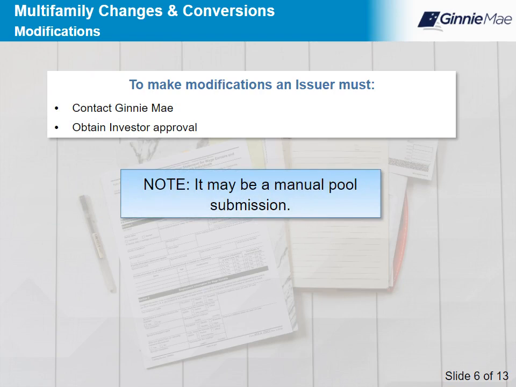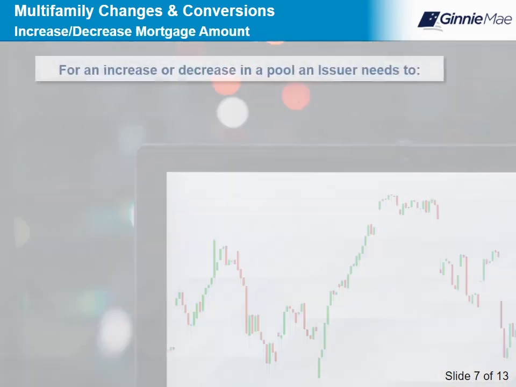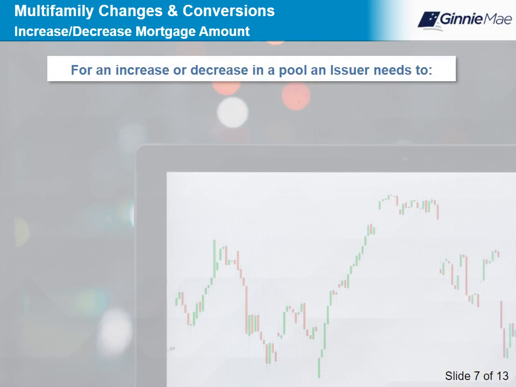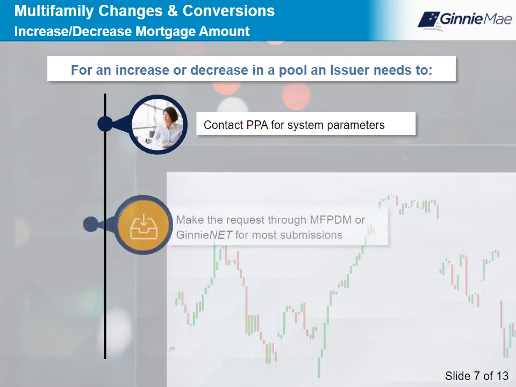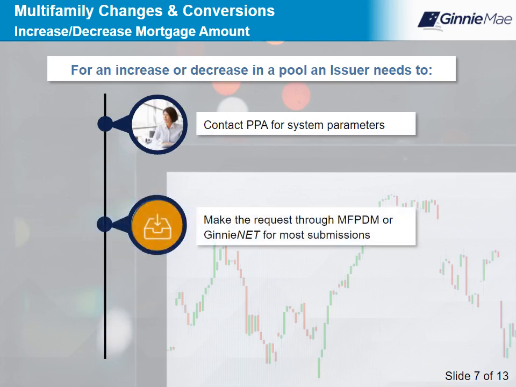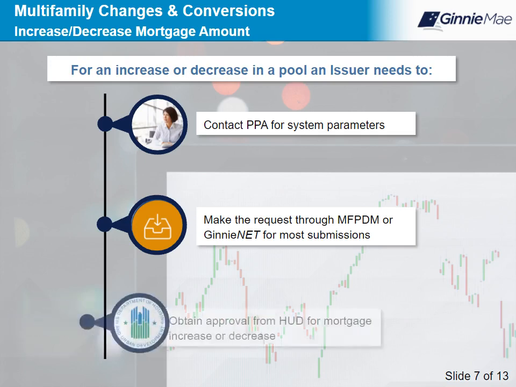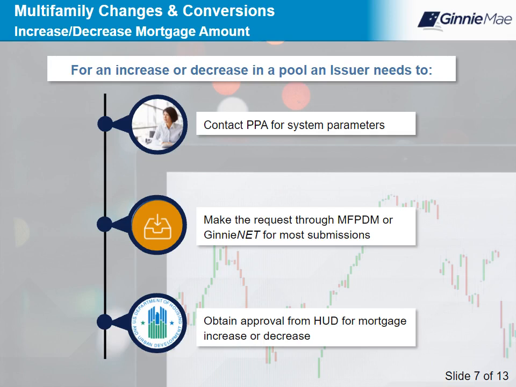Select Next to continue. For an increase or decrease in a pool, an issuer needs to do the following. They must contact the PPA for system parameters. They need to make the request through MFPDM or Ginnie Net for most submissions. Construction loan pools in Ginnie Net must remain in Ginnie Net. And issuers also must obtain approval from HUD for mortgage increase or decrease. Investor acknowledgement may be required prior to submission.